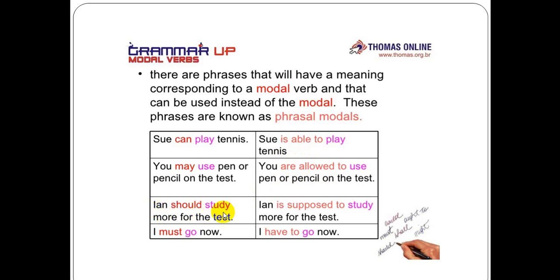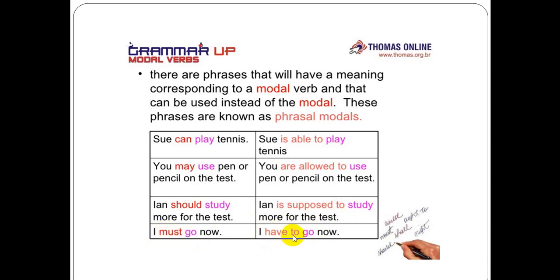Ana should study more for the test. Here, should study is equal to is supposed to study. Yes, I must go now. Here, must go has the same meaning as have to go. I have to go now. Have to or must.